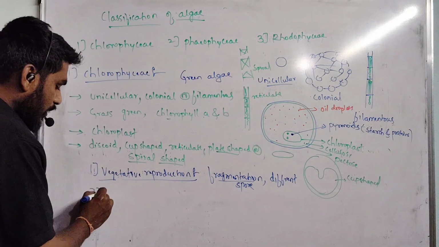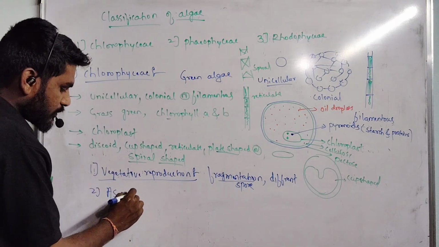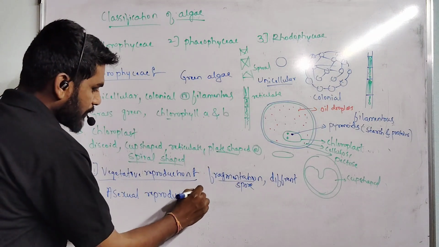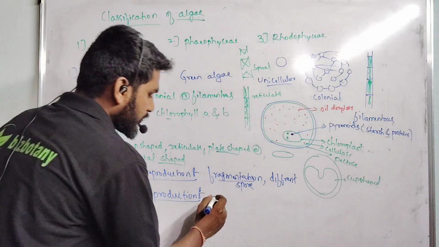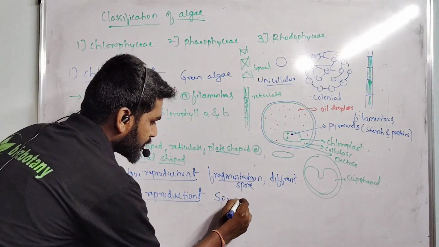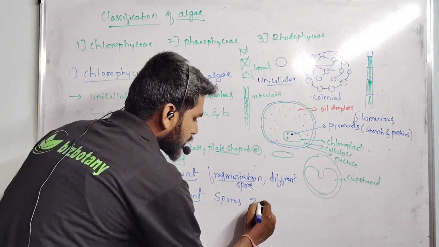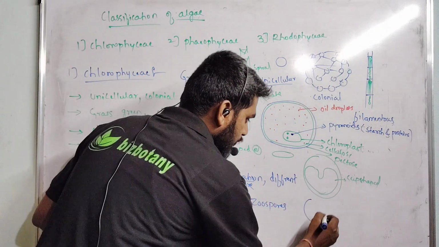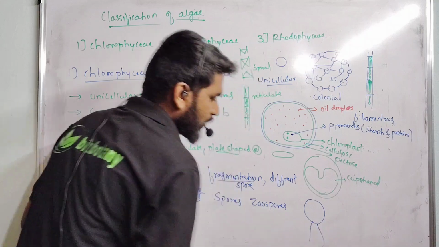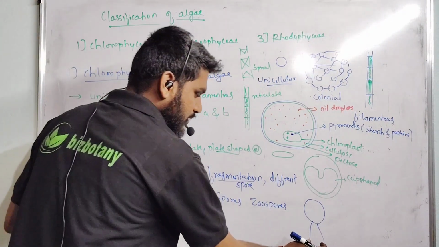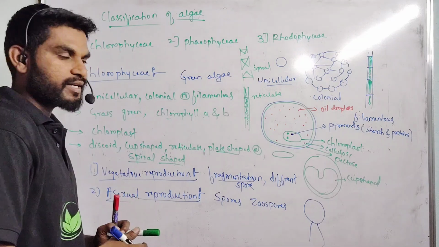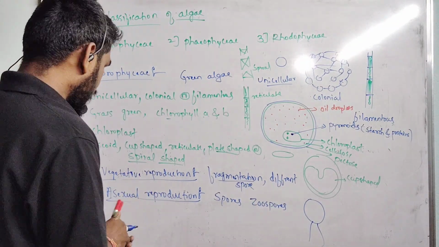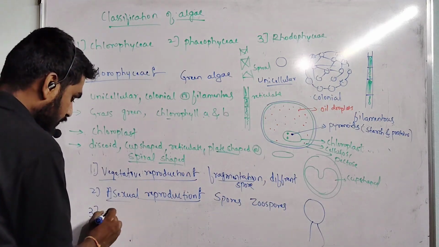Second one is asexual reproduction. In this case, biflagellated zoospores will be formed. How are they? They are biflagellated. It contains two flagella, means this one is biflagellated. Spores will be seen in asexual reproduction. Last one is sexual reproduction.